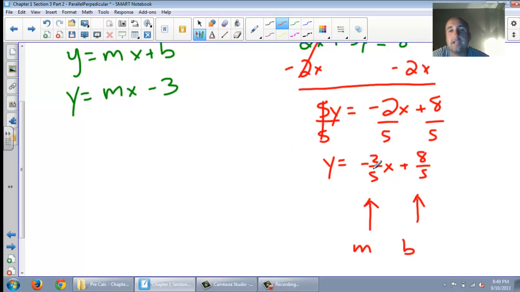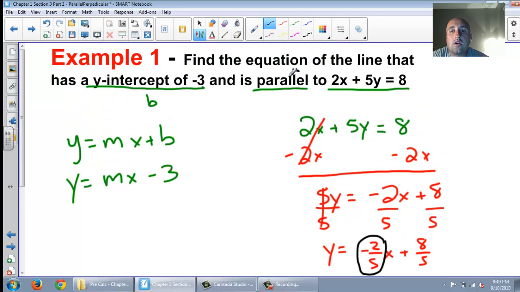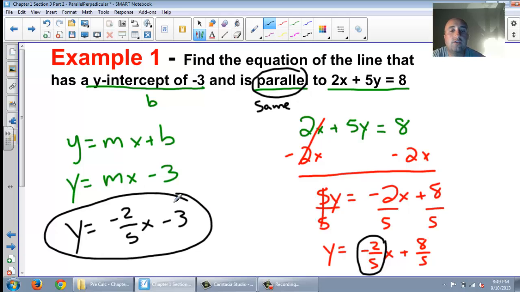However, we're only interested in the slope. Here is our slope. The original problem says they are parallel, so we know the slopes have to be the same. So our final equation is y equals negative 2/5 x minus 3. That is our final answer. They are parallel because they have the same slope, but different y-intercepts. This one has a y-intercept of negative 3, and this one has a y-intercept of positive 8/5.